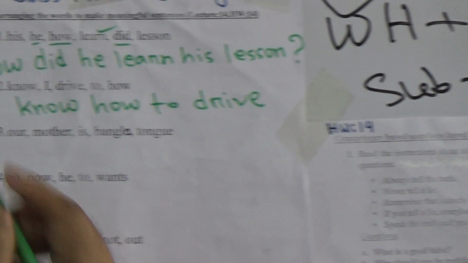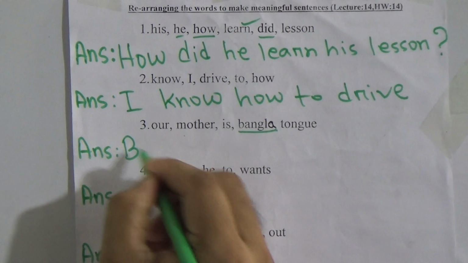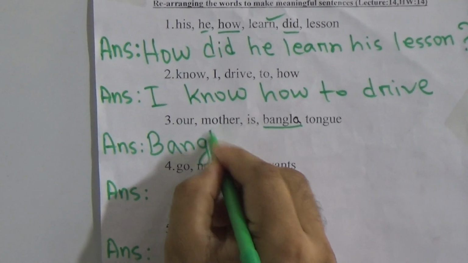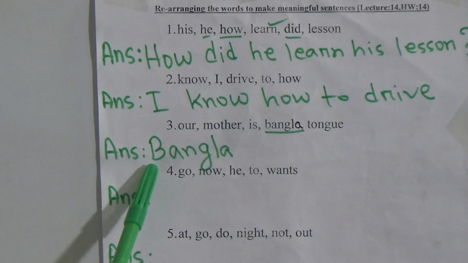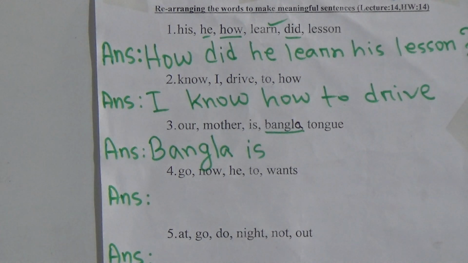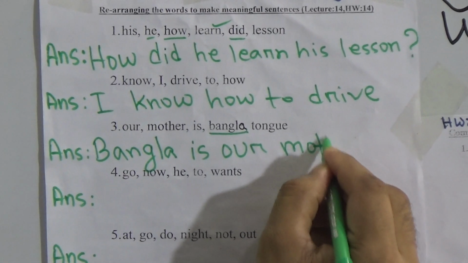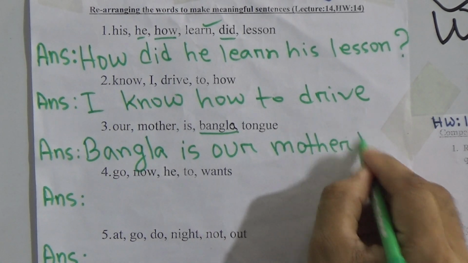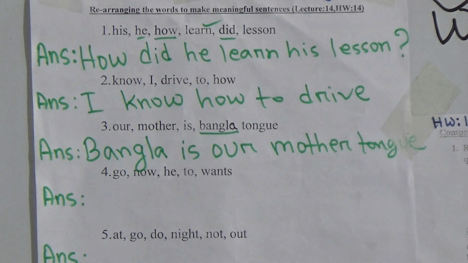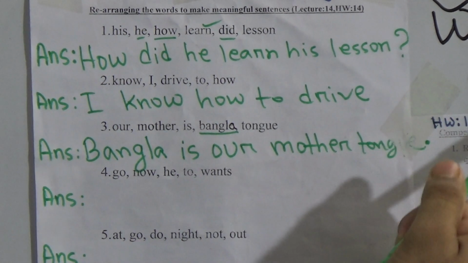Okay, then the third one: our, mother, is, Bangla, tongue. So write the subject first. The subject here is Bangla. Bangla should be capital, the first letter should be capital as it is the name of a language, that's why B should be capital. Then write the verb. Bangla is our mother tongue. Then give a full stop at the end of the sentence. As it is an assertive sentence, you must give a full stop at the end of the sentence. It also followed this structure.